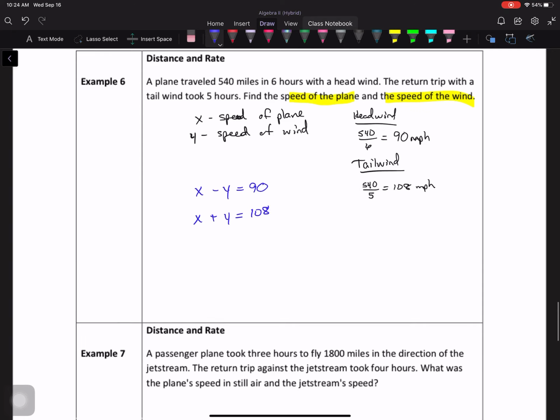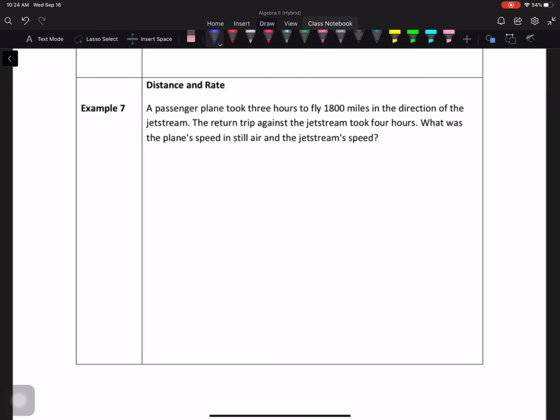Let's do one more here, example number 7, and then we'll call it a lesson. Same idea. We have a passenger plane that took 3 hours to fly 1,800 miles in the direction of the jet stream. So that means it's pushing the plane. The return trip against the jet stream took an extra hour. What was the plane speed in still air and the jet stream speed? So speed of the plane and the jet stream.